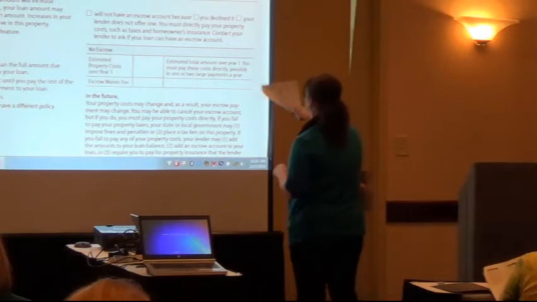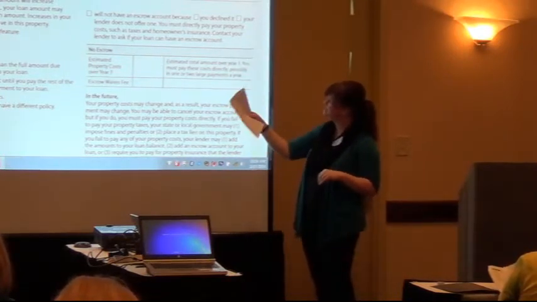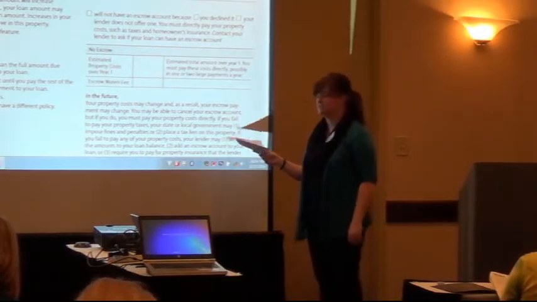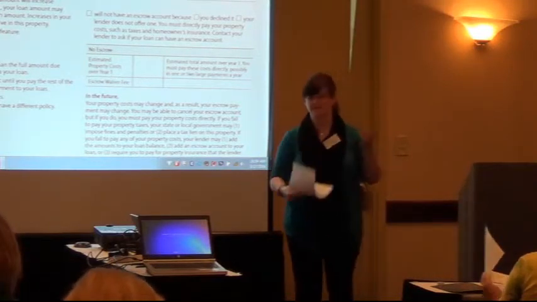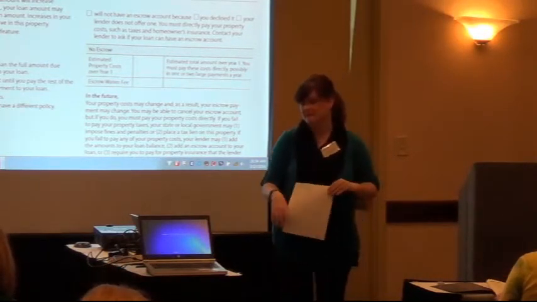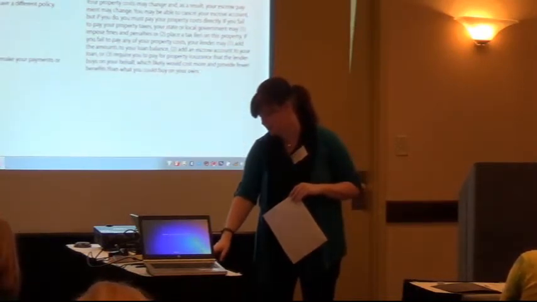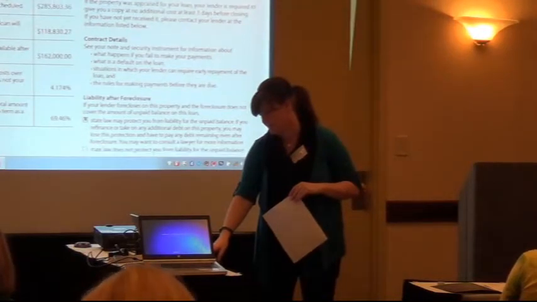Will you have an escrow? Will you not? What's included? If you don't, it's because you declined it or your lender doesn't offer one. You must declare the cost. It does give a disclosure here that in the future your costs may change, your payments may go up or down, you're responsible for it. So this is very similar to all the disclosures that you guys have to give already right now. And it carries on over to page 5.